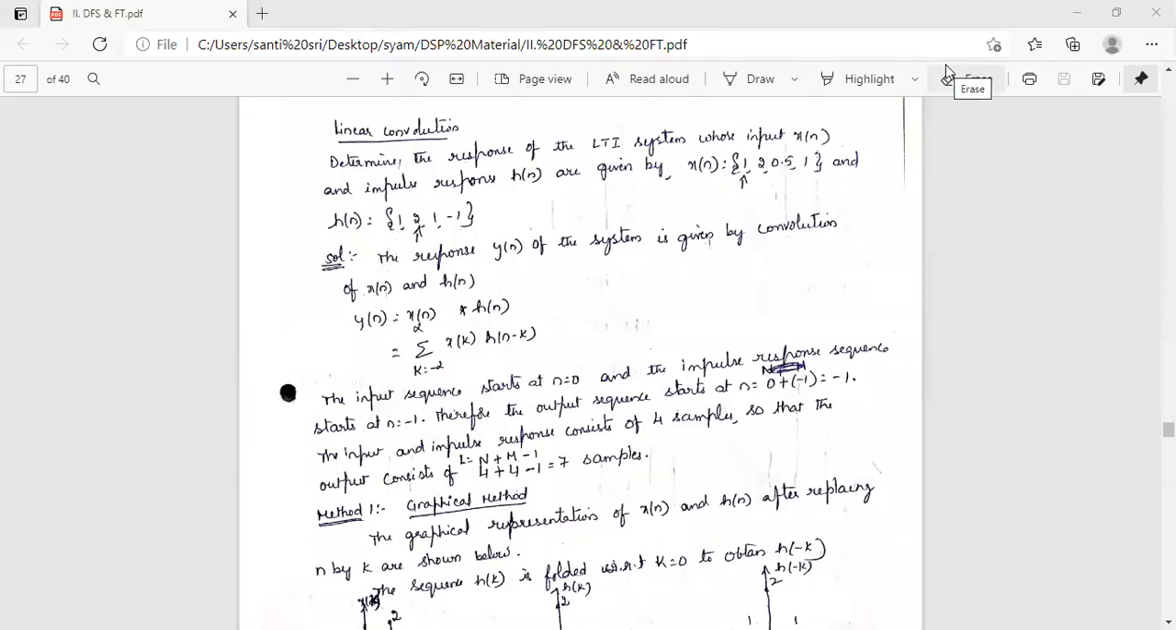Morning. So today we are going to discuss the linear convolution. In the previous classes, we discussed the properties of the discrete Fourier transform.